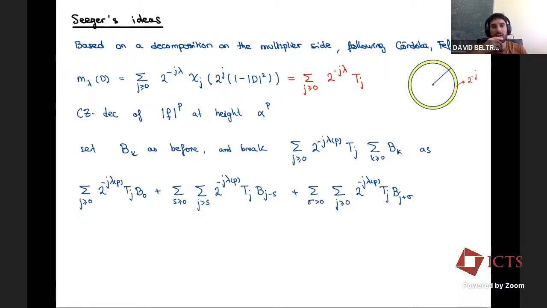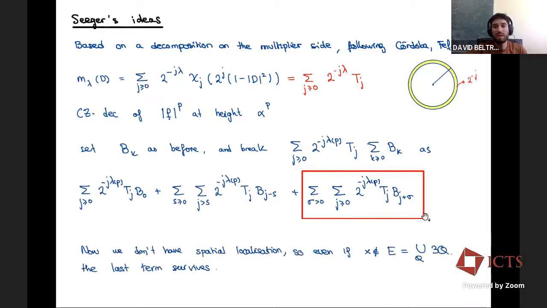In this context, he wanted now to prove weak type p-p estimates. So the Calderón-Zygmund decomposition was of the function f to the power p at height alpha to the p. And he considered the capital Bks, the good functions and bad functions, the same as in Chris' arguments, so all the cubes at the very same side length, and then one breaks the sum into the very same three pieces: the B0, smaller cubes, and large cubes.